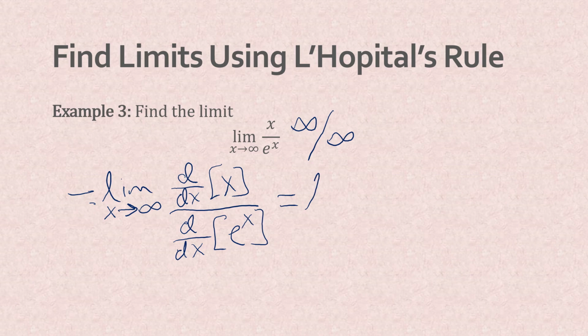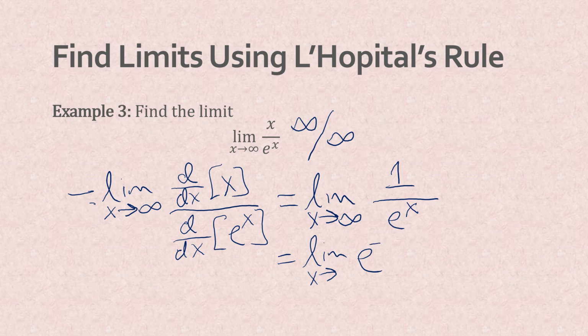Which is the limit as x approaches infinity of the derivative of x, which is 1, over the derivative of e to the x, which is e to the x, its own derivative. That is the same as the limit as x approaches infinity of 1 over e to the x, which is e to the negative x, and that's an exponential decay function which goes off to 0 as x approaches infinity. Once again, we got a simpler expression to compute the limit of after applying L'Hopital's rule.